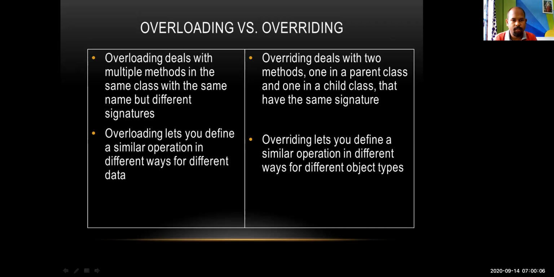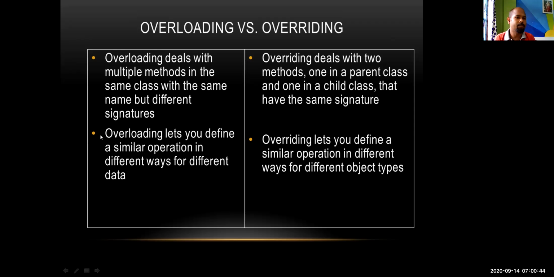Overloading deals with multiple methods in the same class with the same name but different signatures. That means either the number of parameters is different, or the type of the parameters is different. So you have seen it in the example. On the other hand, overriding deals with two methods, one in a parent class and one in a child class, that have the same signature. So that is the common difference between overloading and overriding.